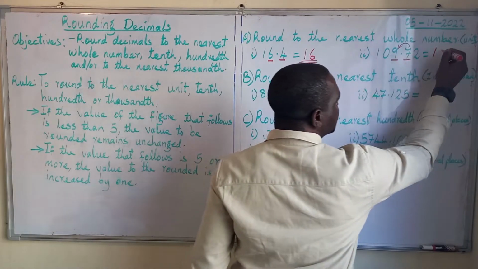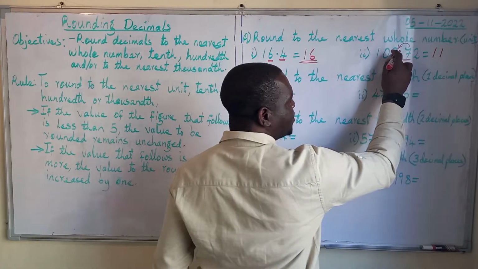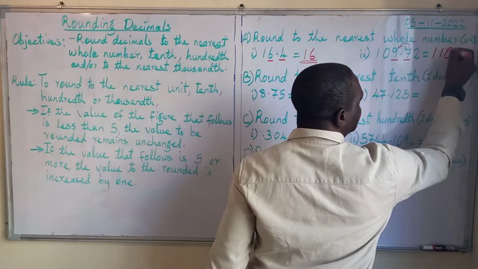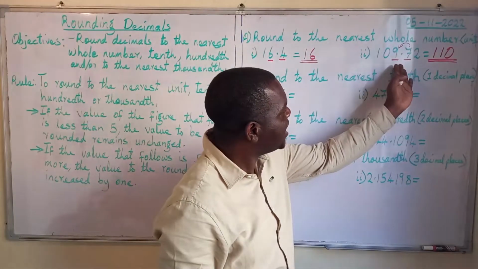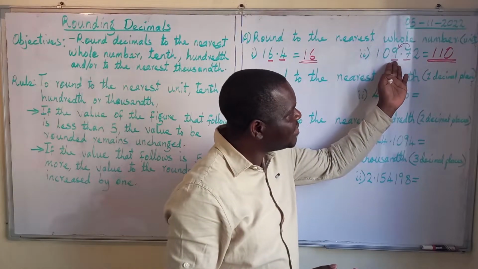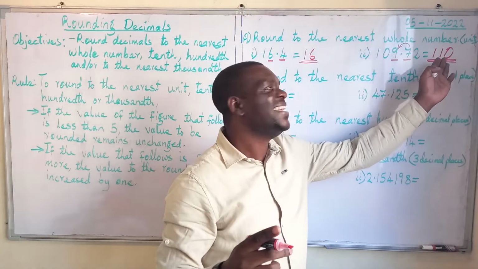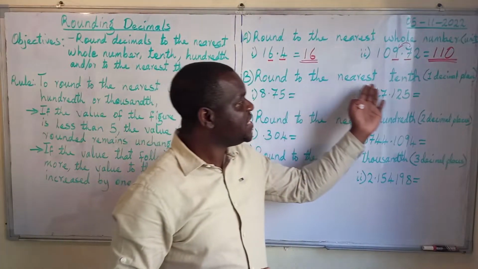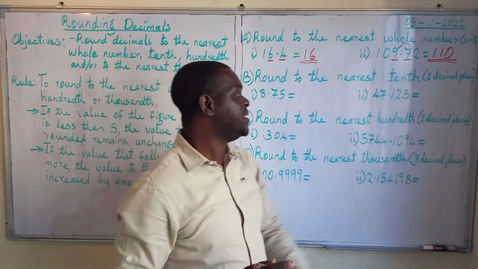0 here becomes 1, because this is now 10, and we've added 1 here. And 9 becomes 0. On the whole, this means that 109 becomes 110. Let's move on to the next, which is rounding to the nearest tenth, or to 1 decimal place.